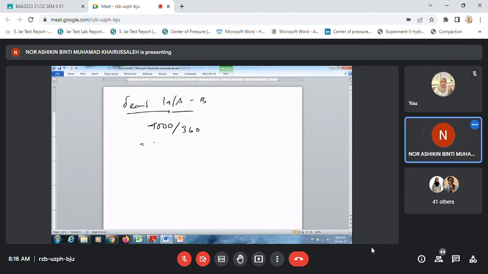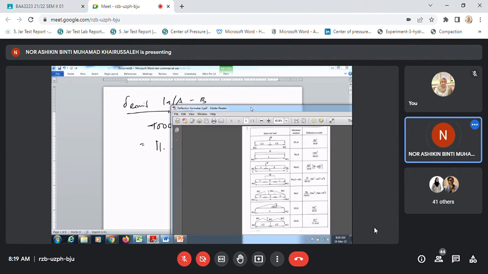So your deflection shouldn't be more than 11.11 millimeter. Okay, that is the limit that you need to consider. You shouldn't go more than 11.11 millimeter. Okay, how to calculate your maximum deflection? It should be based on this one.